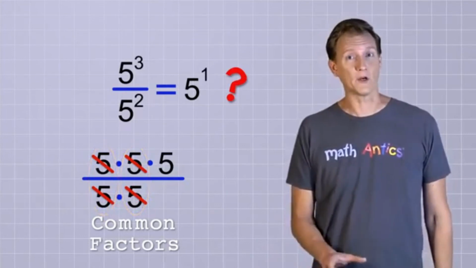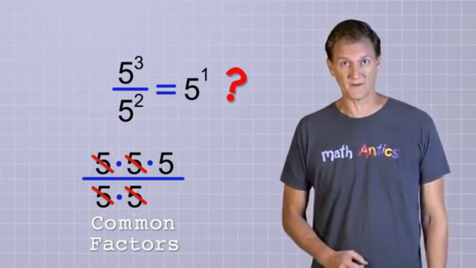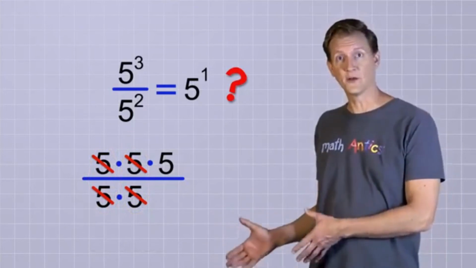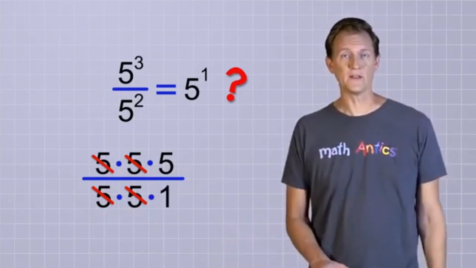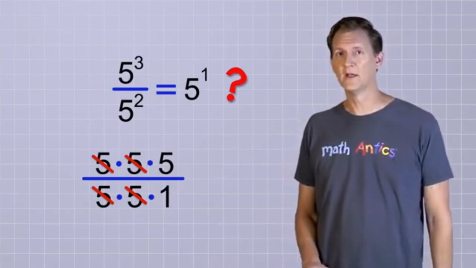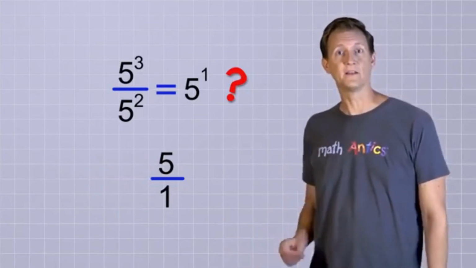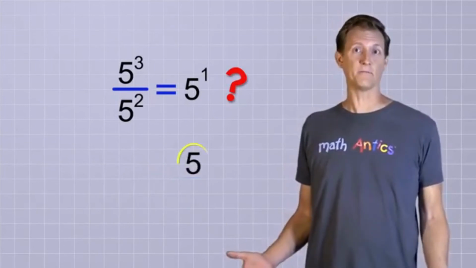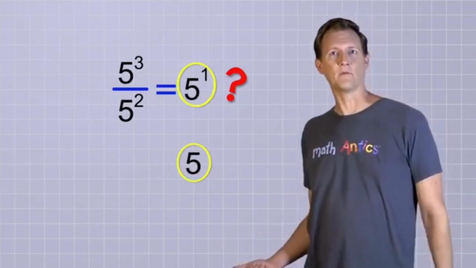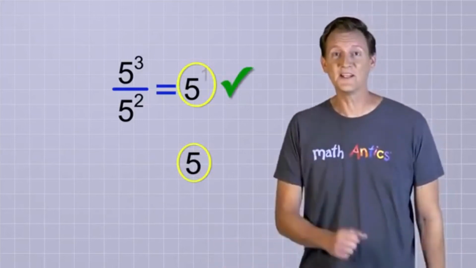If you don't know why that works, be sure to watch our video about simplifying fractions. And what do we end up with? Well, all the factors on the bottom canceled out, which leaves 1 since there's always a factor of 1. And there's only one 5 left on the top. So our expression simplified to 5 over 1, or just 5. Following our law, we got a simplified version of 5 to the first power, which is also just 5. So it really did work.